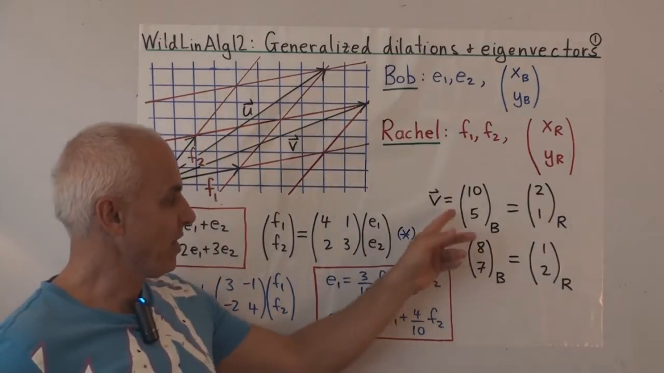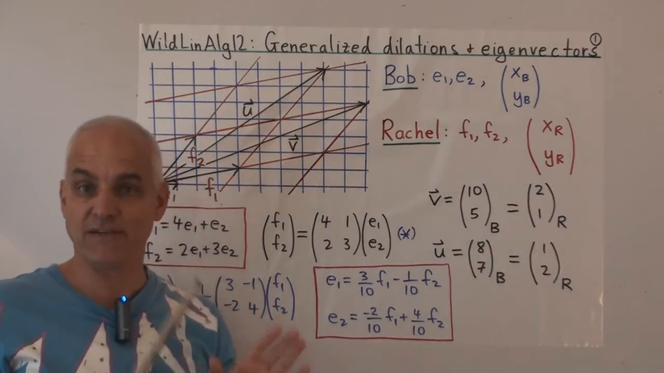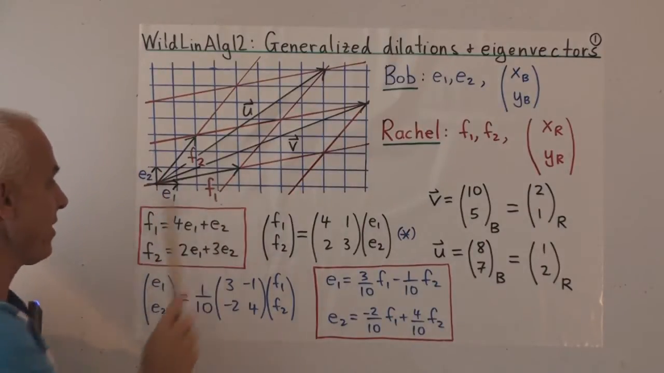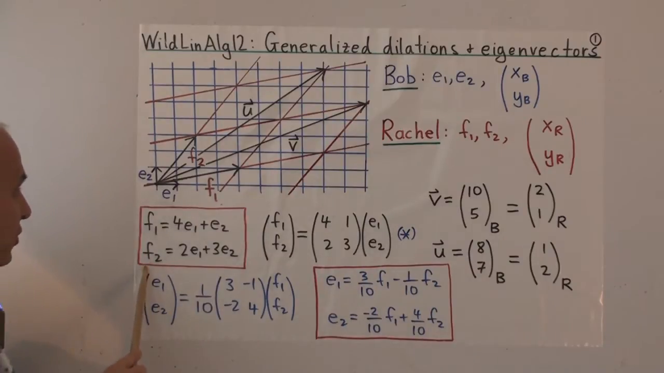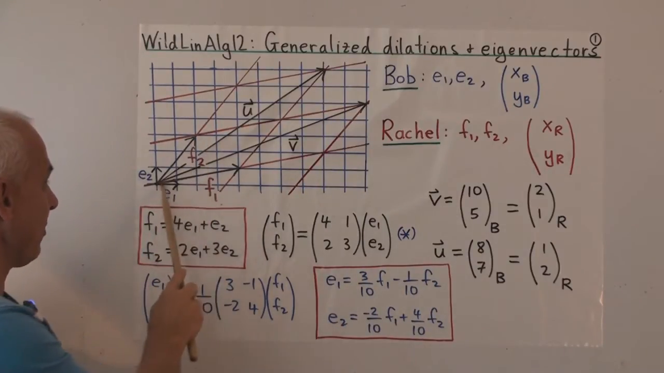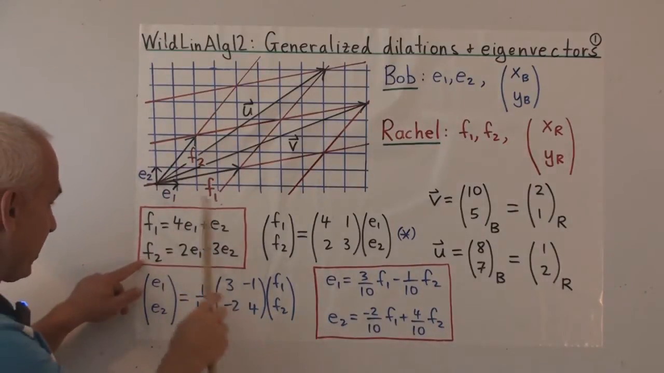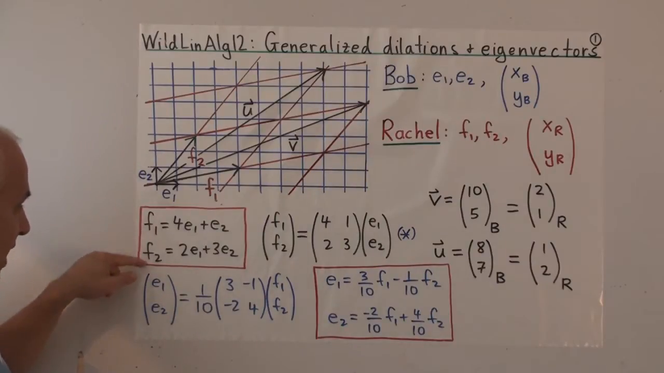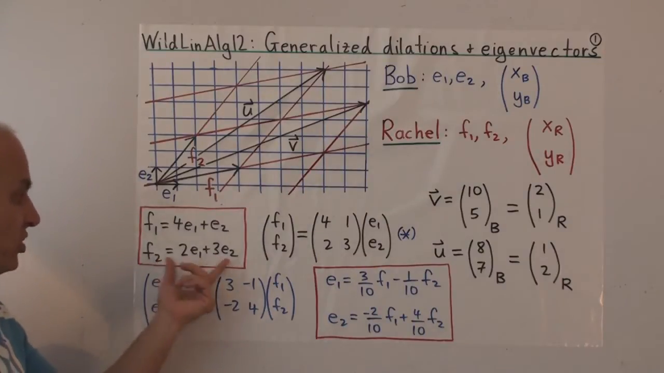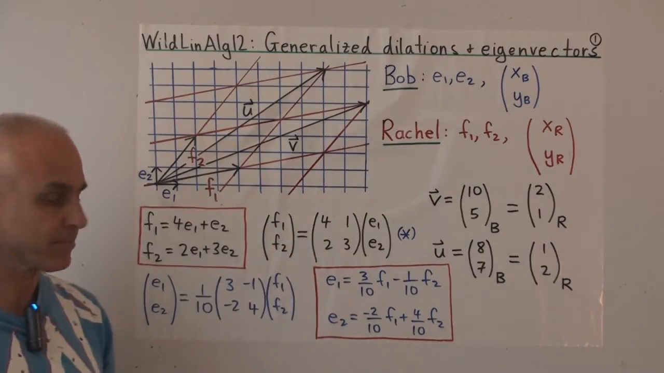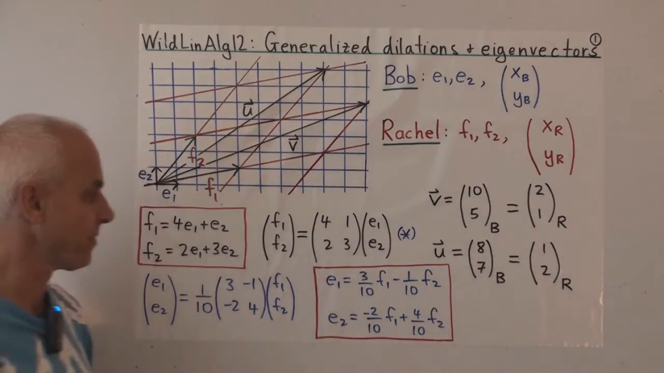To figure out how to go from one of these representations to another, let's look at the relationship between the two basis vectors. So f1 is in Bob's system 4e1 plus e2. And f2 is in Bob's system 2e1 plus 3e2. So this little box here tells us what f1 and f2 are in terms of e1 and e2. We can write that information in a matrix form by creating a little vector. Just (f1, f2) equals the matrix 4, 1, 2, 3 times (e1, e2).